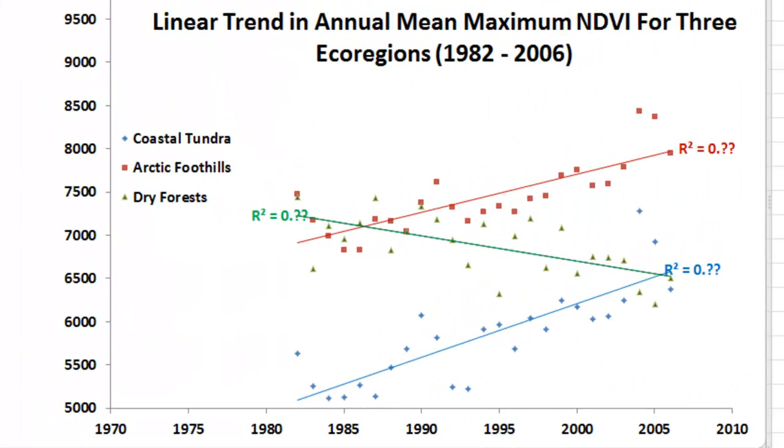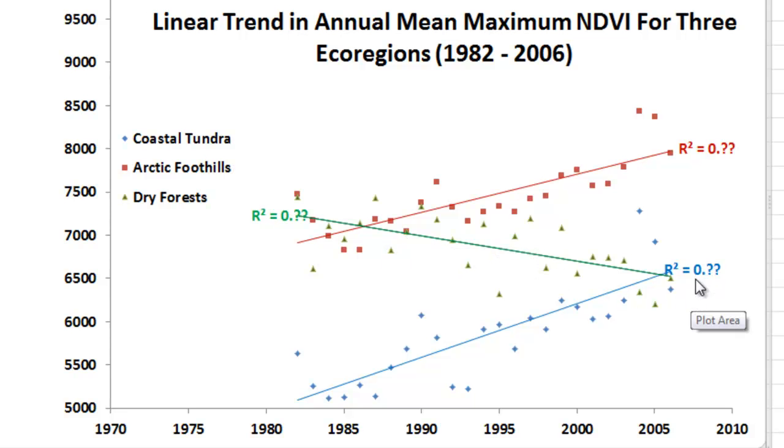So this will be the end product that you'll email me, the linear trend in annual mean maximum NDVI for this coastal tundra ecoregion. So we've got a strong increasing trend. The Arctic foothills ecoregion, we've got a strong increasing trend. And then the interior dry forest ecoregion, we've got a stronger declining trend.